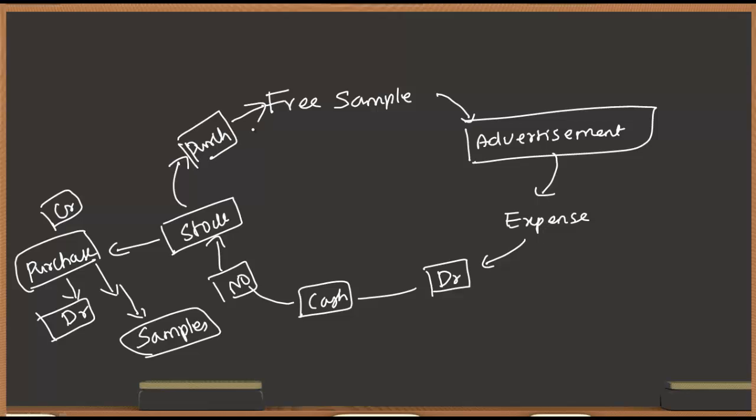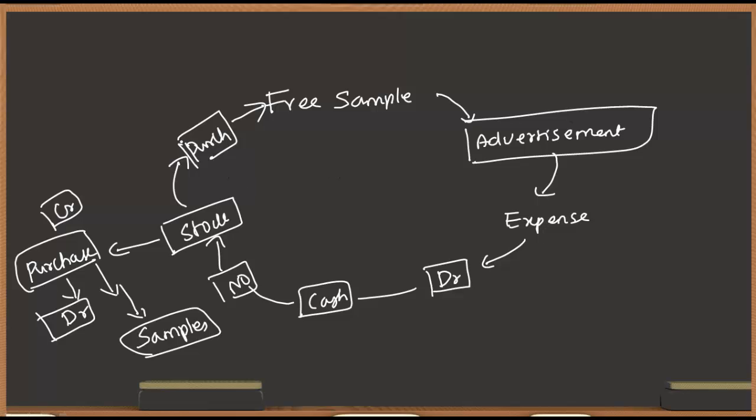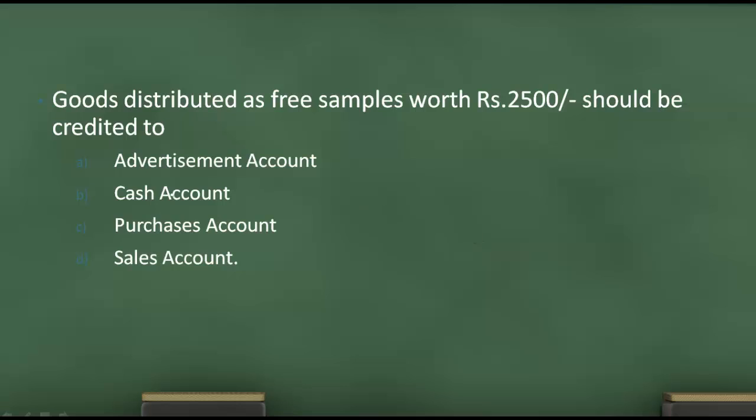So now we'll go back to the question. Goods distributed as free samples worth 2,500 should be credited to which account? We have credited which account? We have credited the purchases account. So we'll see, do we have that option? Yes, we have it here. C, it is purchase account. Thank you.